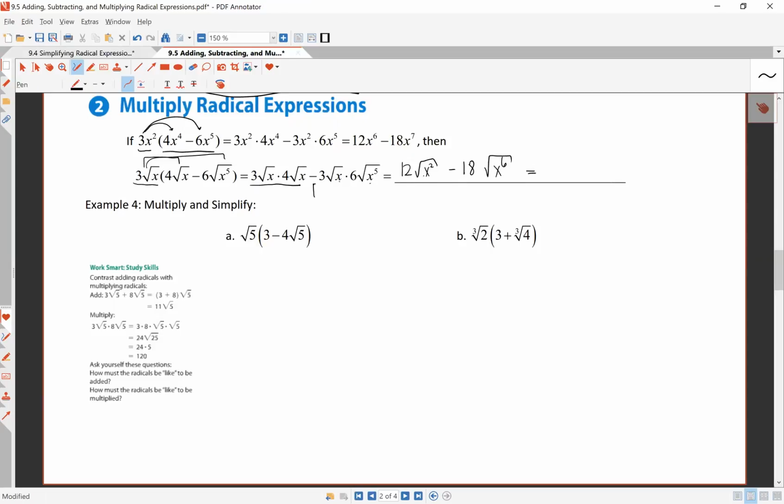Then we'd get 12 times square root x squared, which is the absolute value of x, but in this case, we'll assume that x is non-negative and get 12x minus 18 square root x to the sixth. 6 divided by 2 is 3. This gives us 18x cubed.